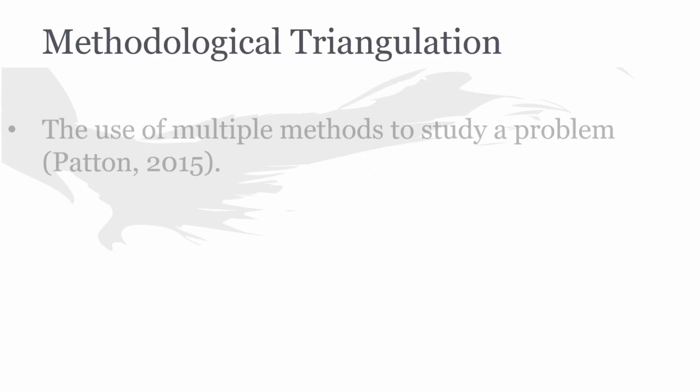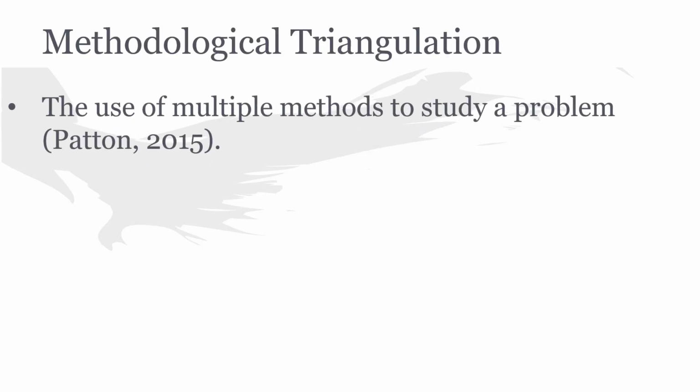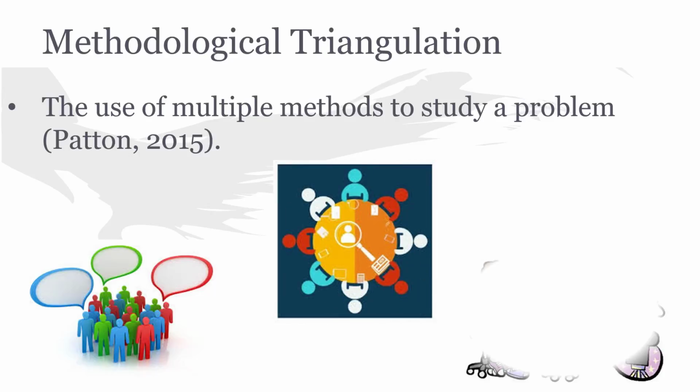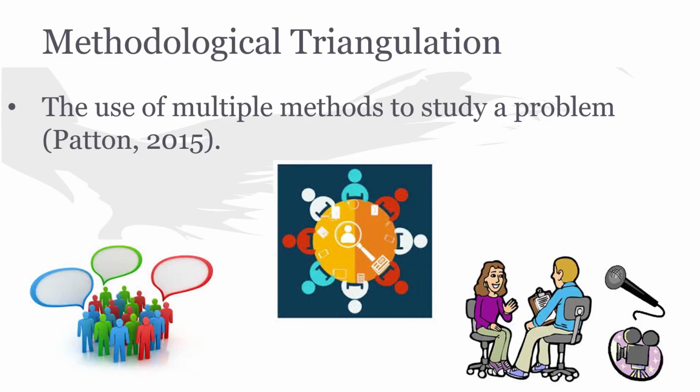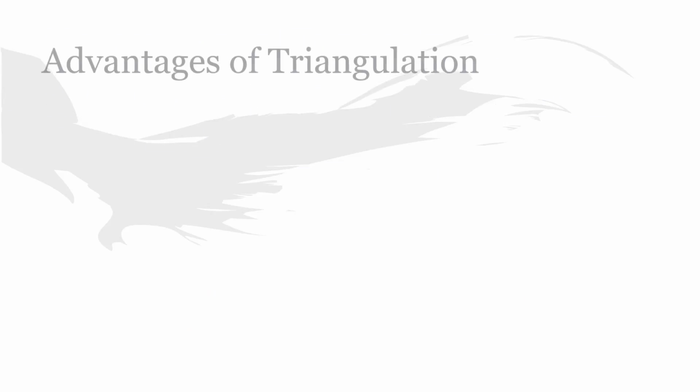Finally, methodological triangulation refers to the use of multiple methods to study a problem. For instance, results from surveys, focus groups, and interviews would be compared to better inform research questions.